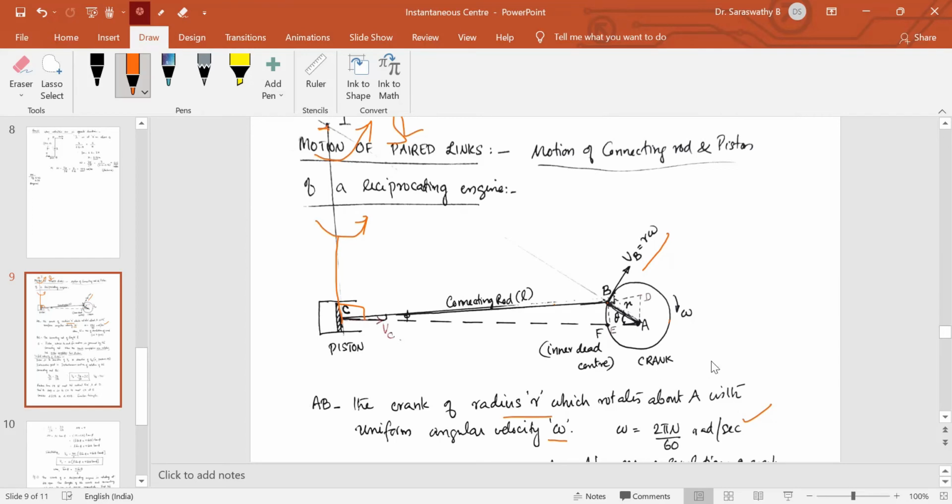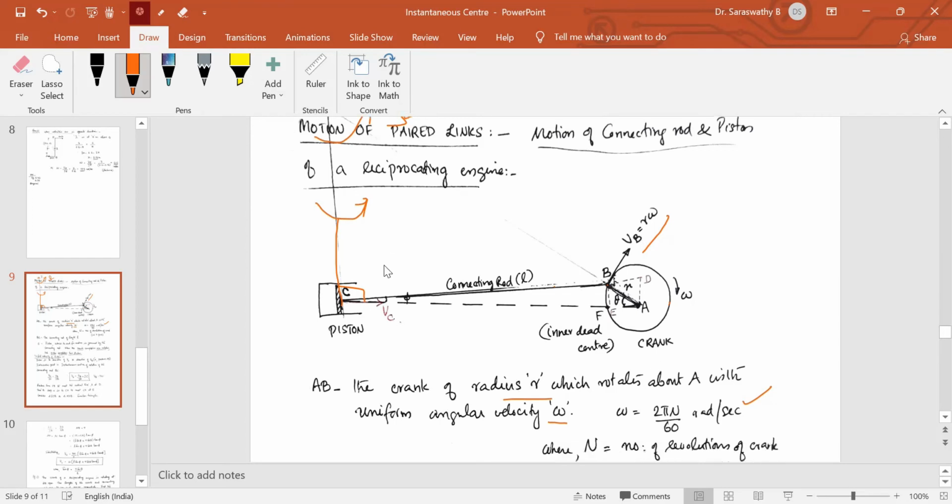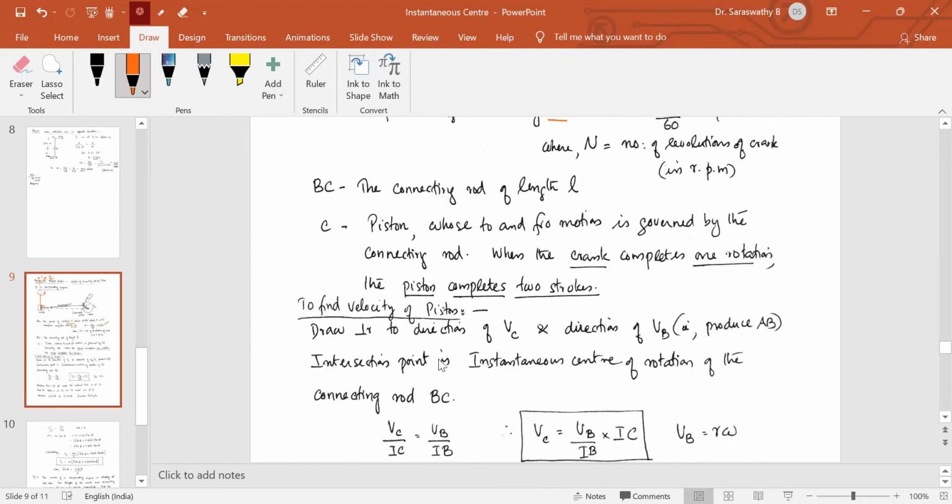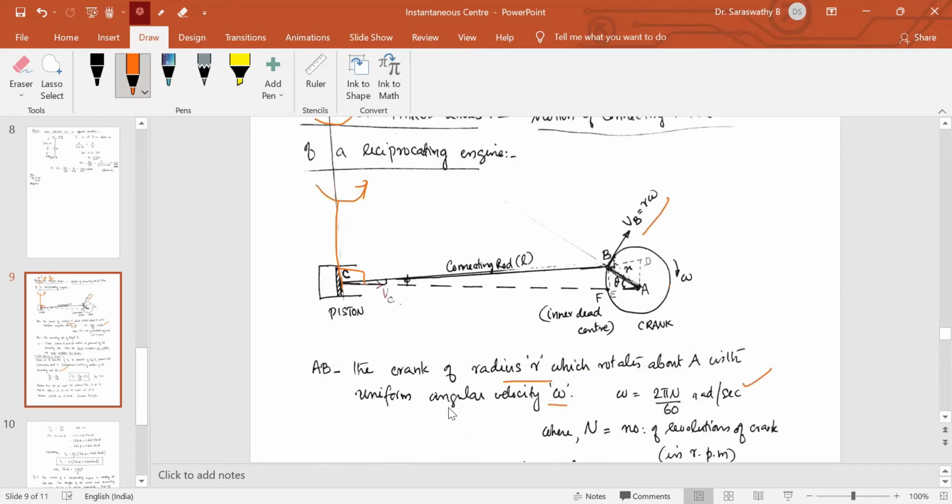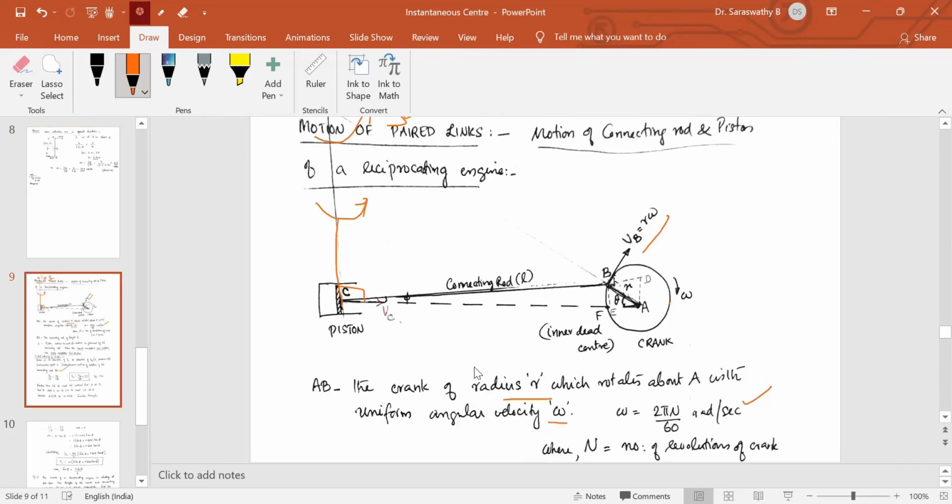So first of all, locate the instantaneous center, as written here. Draw perpendiculars to the direction of velocity of C and the direction of velocity of B; that is, produce the radius vector. The intersection point is the instantaneous center of rotation for the connecting rod BC. Now we have the rule: velocities are proportional to distance from the instantaneous center. So VC by IC is equal to VB by IB, the distances from I to C and from I to B.